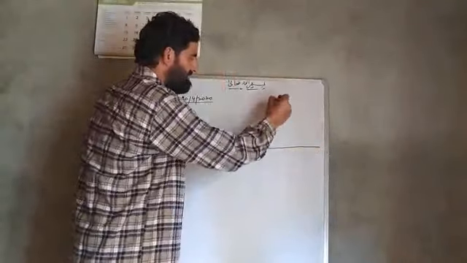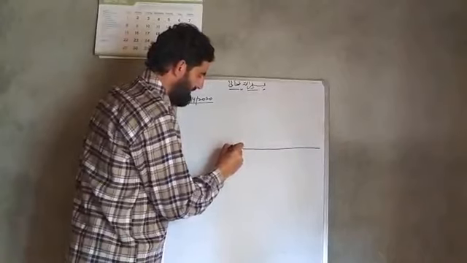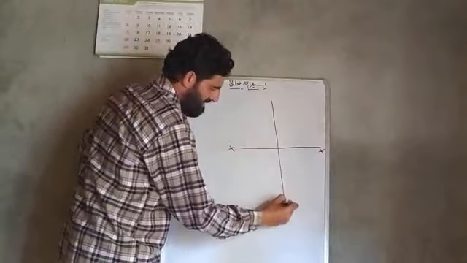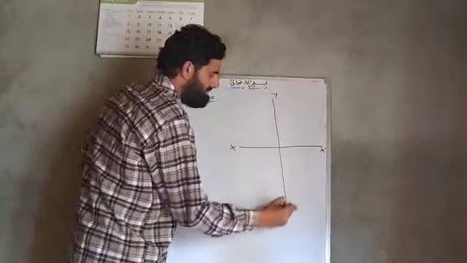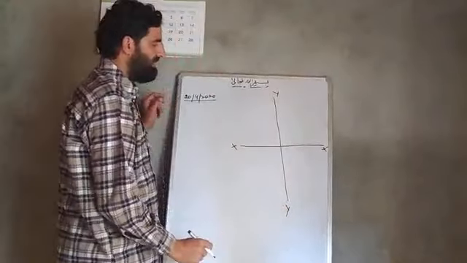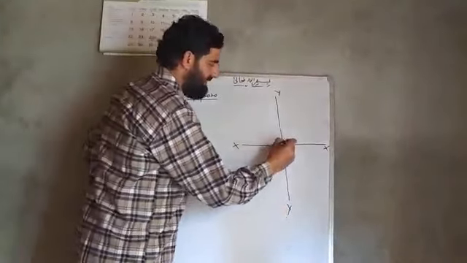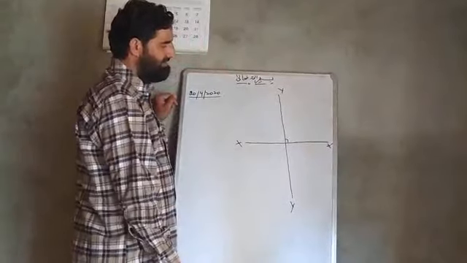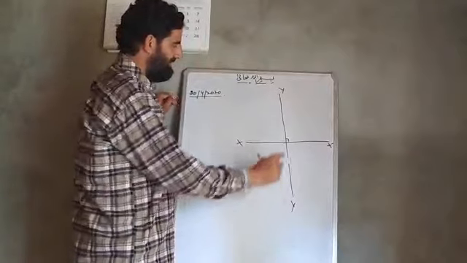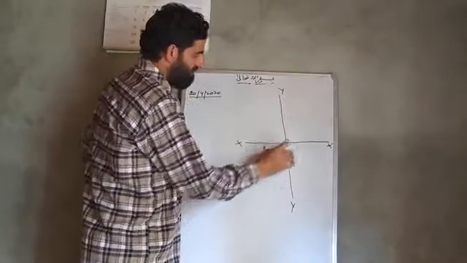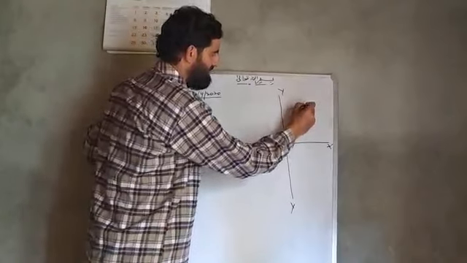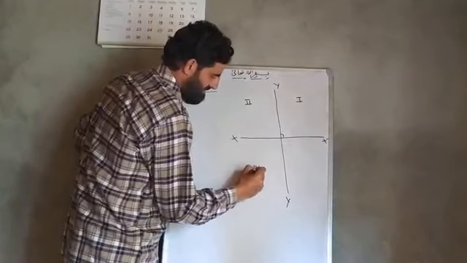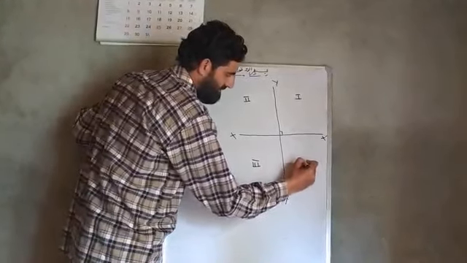Cartesian coordinates means two lines, we call them the x-axis and y-axis. These are two line segments that mutually intersect each other at right angles. The point where these lines intersect each other is called the origin. And you see here four quadrants are formed. This is called the first quadrant, this is the second quadrant, this is the third quadrant, and this is the fourth quadrant.